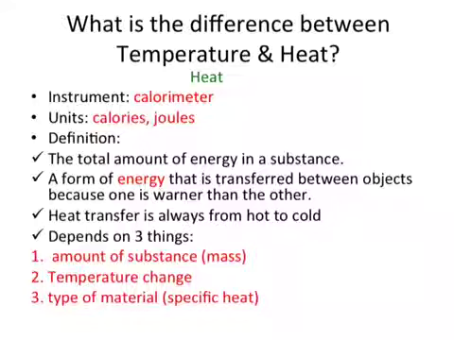Heat energy always transfers from hot to cold, and it depends on three things. It depends on the amount of the substance, so mass in grams, the temperature of the substance and its temperature change, delta T. Delta T would be taking the final temperature minus the initial temperature. And of course the temperature would be in Celsius, most likely. And the type of material. Every substance in this world can absorb heat to various degrees.